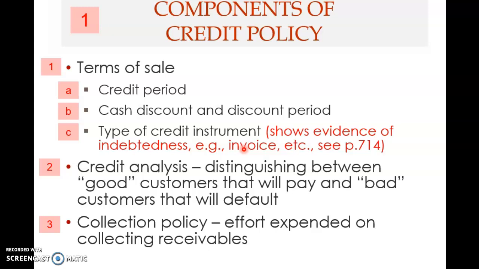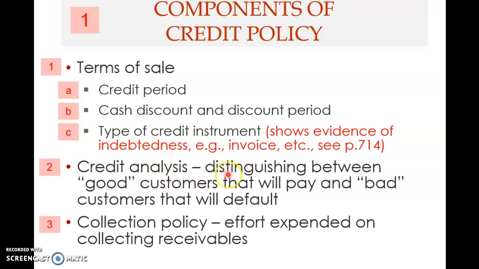to the customer. Okay, there are other credit instruments. This is described in the textbook, page 714. You can read that. Okay, but that is what we mean by credit instrument. So all these three aspects come under the terms of sale. Now, apart from the terms of sale, the credit policy also covers credit analysis. The credit policy of a company must determine the terms of sale, and it must also determine the credit analysis. What is credit analysis?